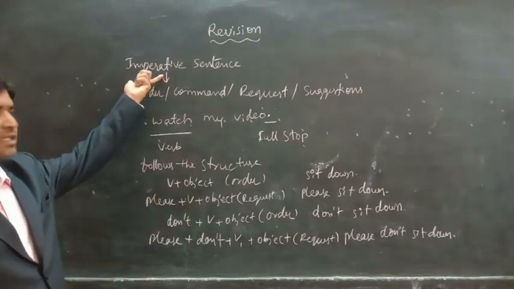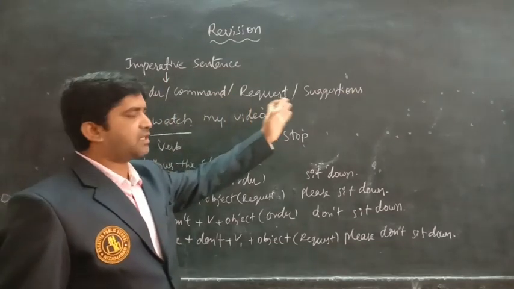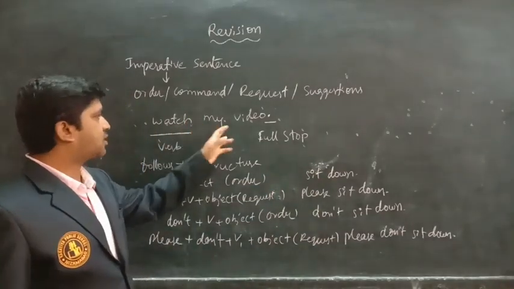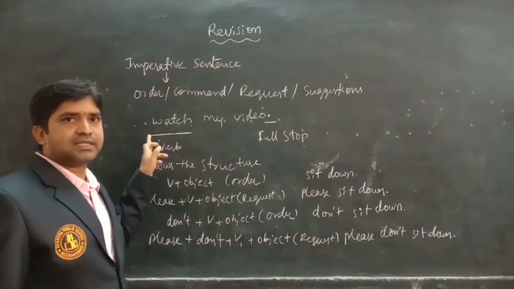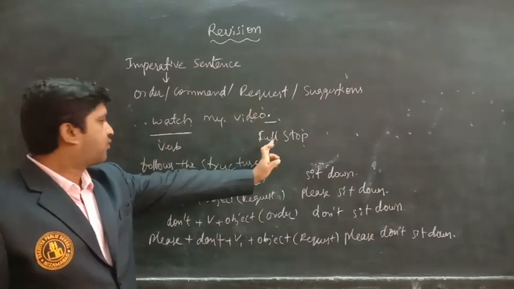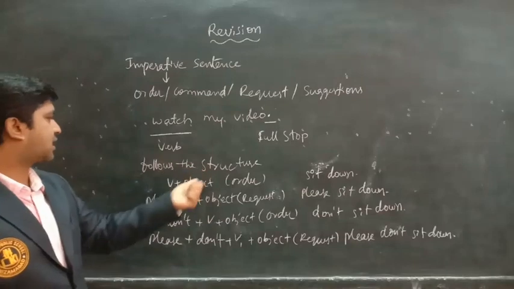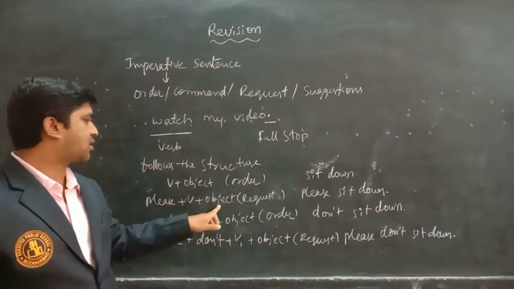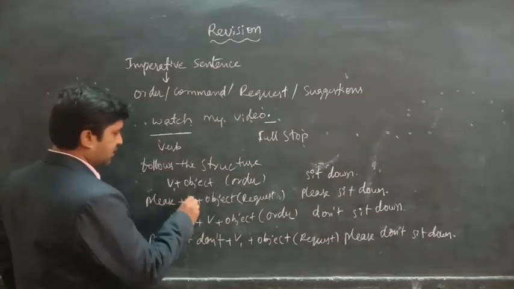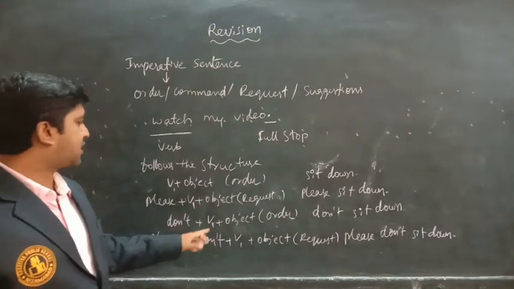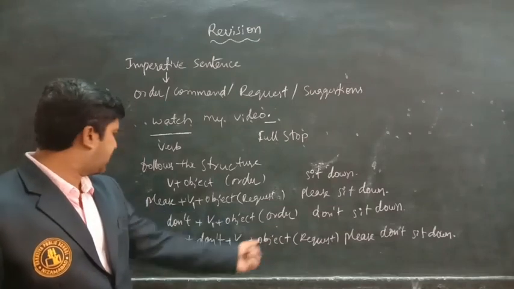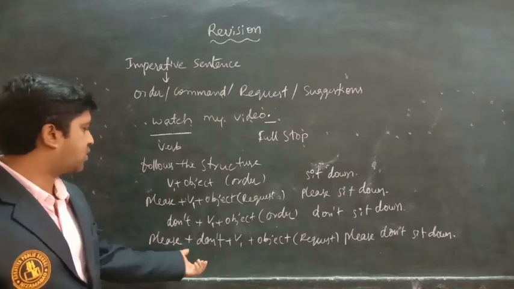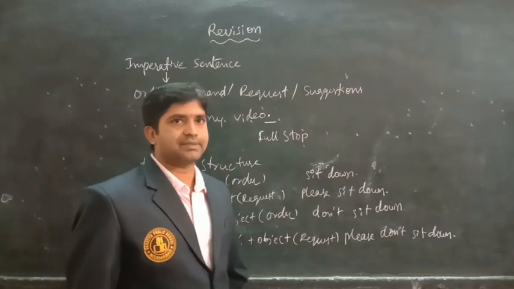We use imperative sentences for order, command, request or suggestion. Sometimes we use them for advice. Here is the example: Watch my video. The sentence starts with a verb and ends with a full stop. It follows the structure verb plus object for order, please plus verb plus object for request, and don't plus V1 plus object for order. And if you want to say the negative in the request manner, we use please plus don't plus V1 plus object.